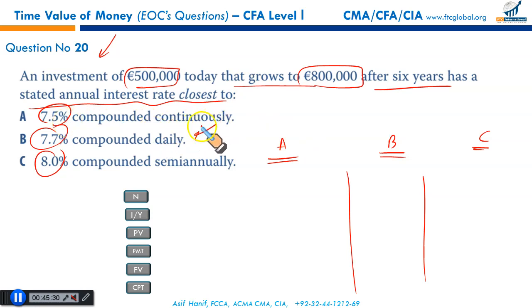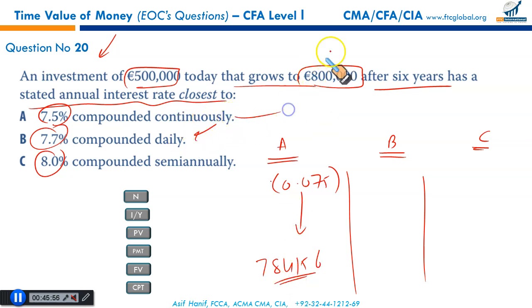First you will assume 7.5% compounded quarterly. If it is 7.5% compounded quarterly, the amount should be equal to 800,000. So if you take compounded quarterly, in this case 0.075, you will use the calculator to calculate the effective rate. Using the effective rate, when you calculate the future value, it will be 784,156. Had it been the correct option, you should have got 800,000 euros. It is not so. You then tried option B. Using daily compounding, when you calculate the future value, it would be 793,585.